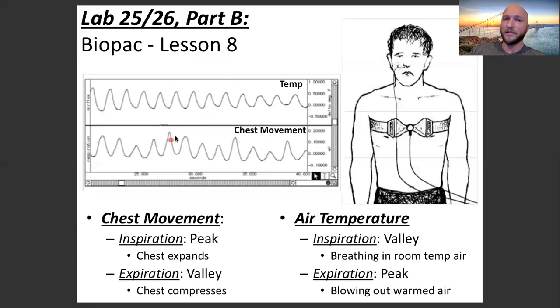So the peaks and valleys are kind of backward. They're different. They're different parts of the cycle for temperature and chest movement. So that's an important thing to know.